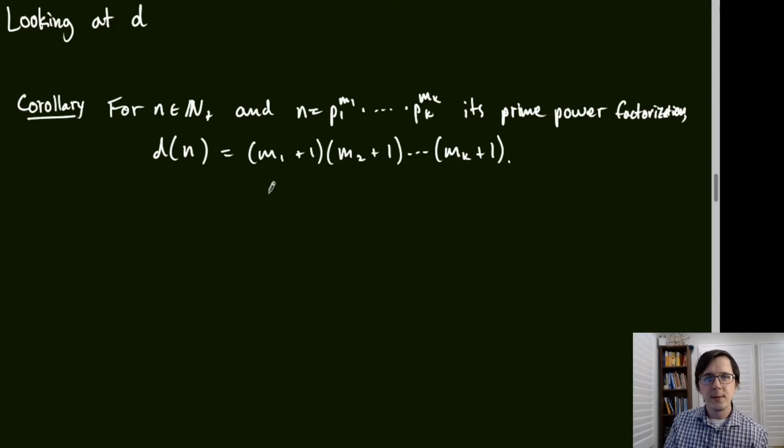So as a corollary, we can put this all together. Because it's multiplicative, we can just calculate what it is on prime powers and then multiply all the results together. So d of n is the product of all the powers in the prime factorization plus 1.